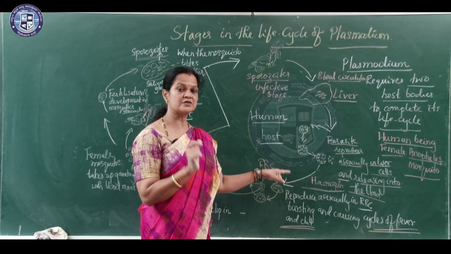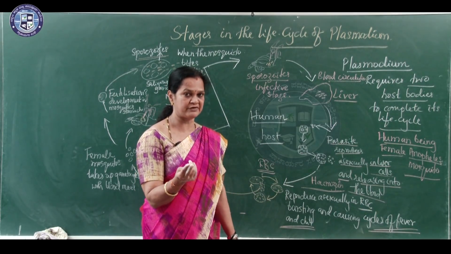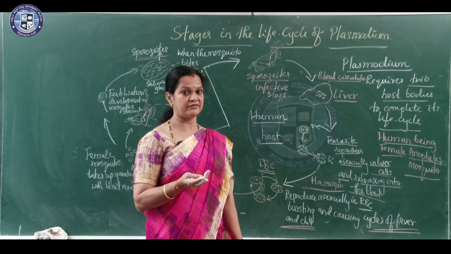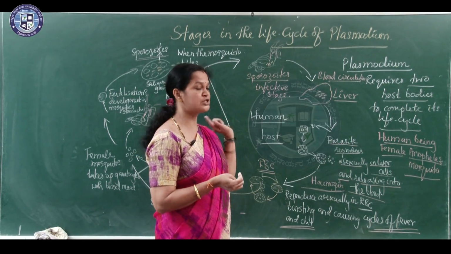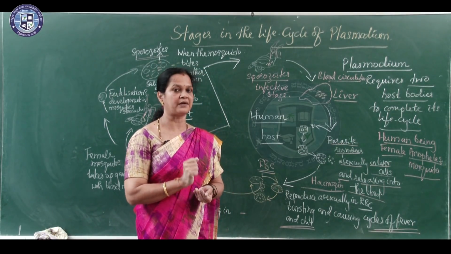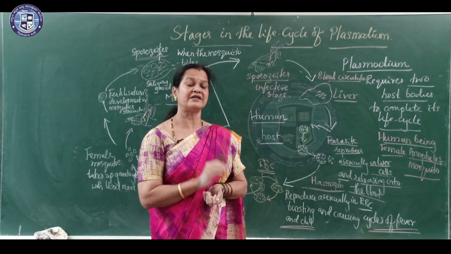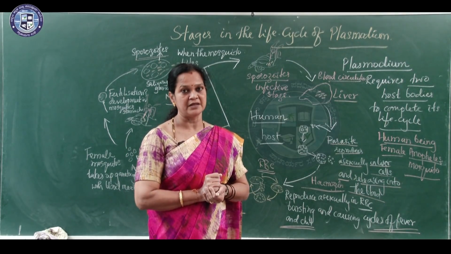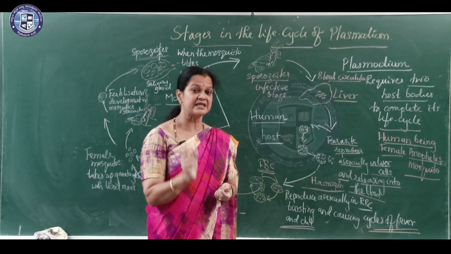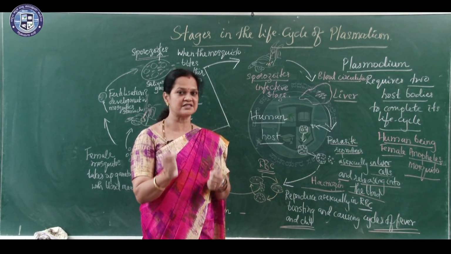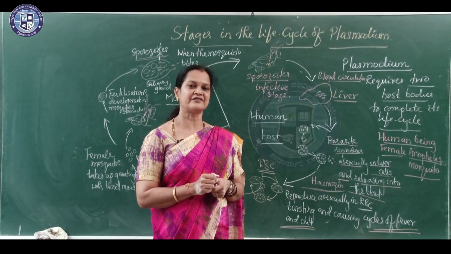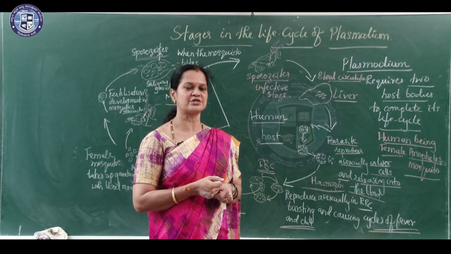Also, there are types: once in 2 days fever will be there, or once in 3 days fever will be there. So, depending on the species of the parasite, the fever pattern and duration will be different, but this is predominantly seen in the tropical region. India is definitely a tropical country, and it is seen especially in the Mangalore region.